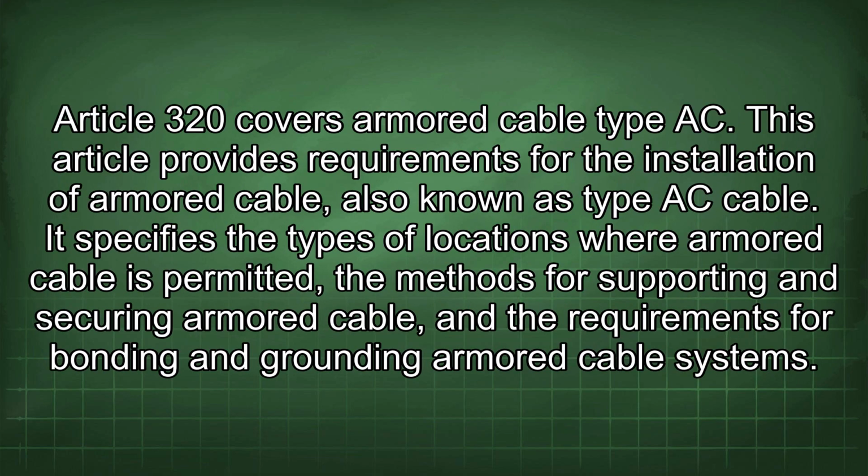Article 320 covers armored cable type AC. This article provides requirements for the installation of armored cable, also known as type AC cable. It specifies the types of locations where armored cable is permitted, the methods for supporting and securing armored cable, and the requirements for bonding and grounding armored cable systems.